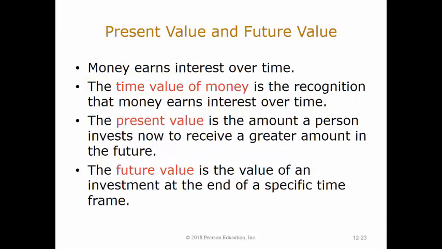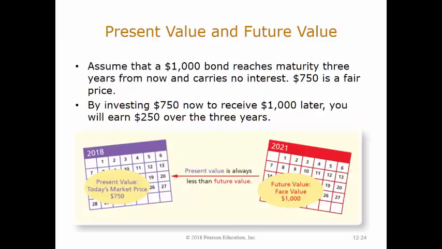Money earns interest over time, a fact called the time value of money. The time value of money is the recognition that money earns interest over time. The present value is the amount a person invests now to receive a greater amount in the future. The future value is the value of the investment at a specific date in the future. Assume that a $1,000 bond reaches maturity 3 years from now and carries no interest. Would you pay $1,000 to purchase this bond? No, because paying $1,000 today to receive $1,000 later yields no interest on your investment.